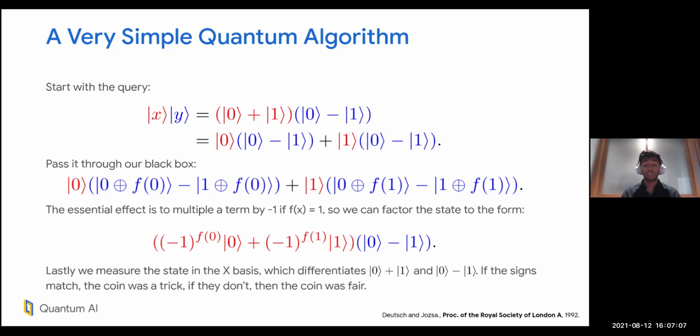So we measure in the x-basis, which, as I just said, tells you whether your state is 0 plus 1 or 0 minus 1, up to an overall phase. If it tells you the relative phase is plus, that means that f of 0 and f of 1 agree. And if it tells you the relative phase is minus 1, that means that f of 0 and f of 1 do not agree. So you just need to make one measurement, and if the signs match, the coin was a rigged trick coin. If they don't, the coin was fair. And so by giving a single input to our state and measuring it along the correct basis, we are able to solve the problem in one query.